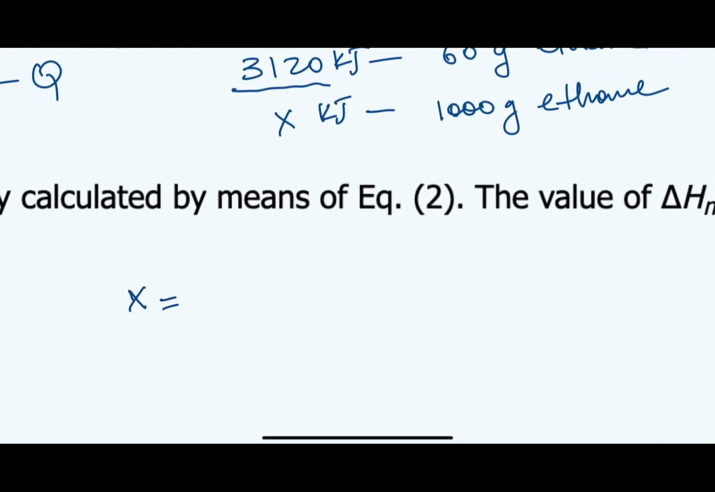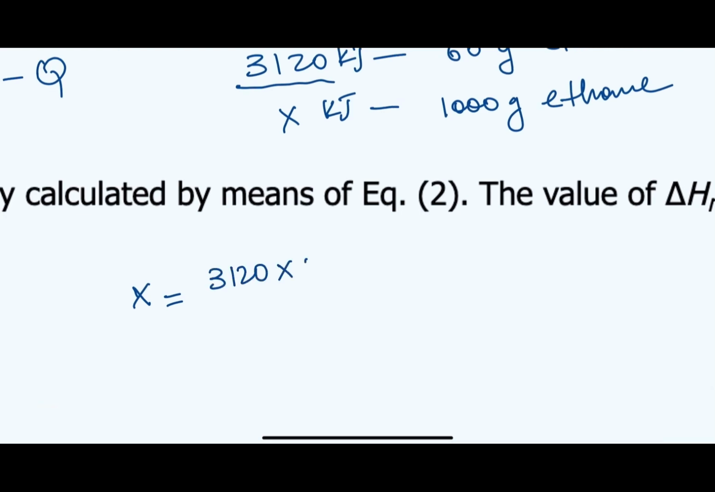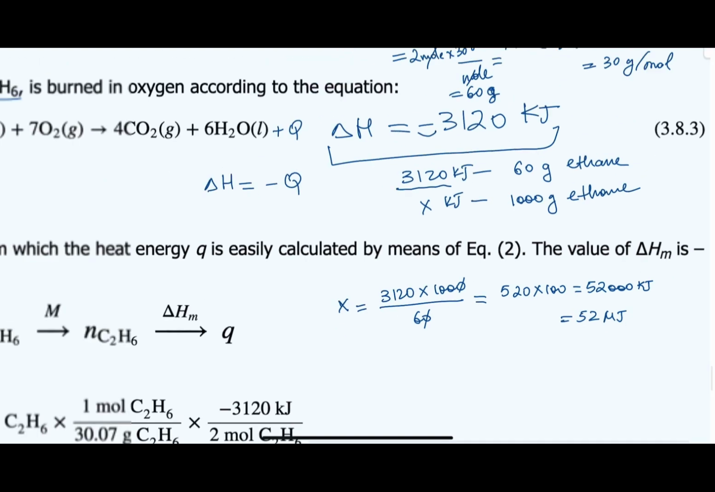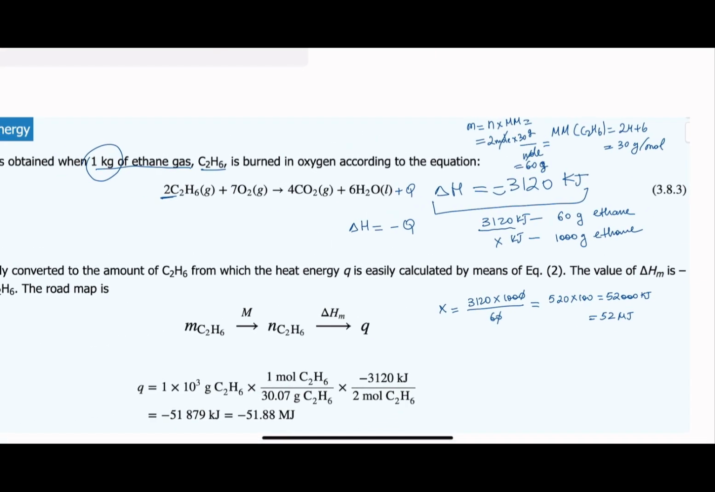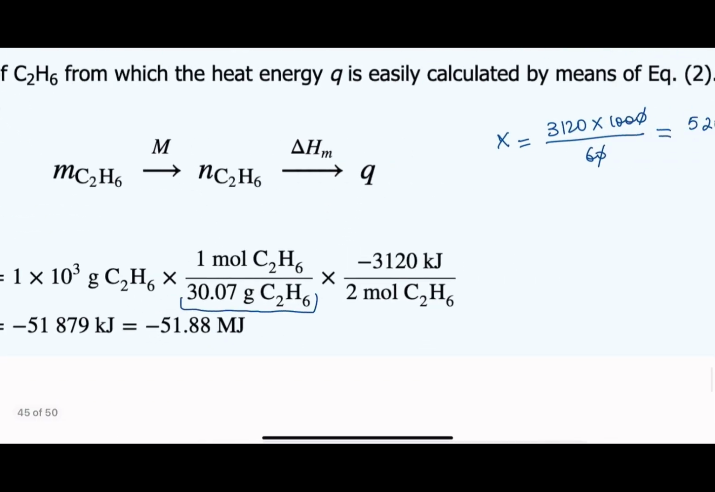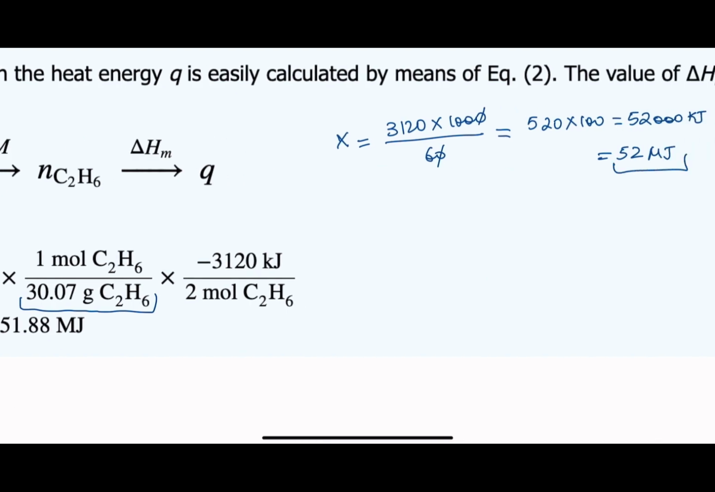Now you can find the answer. X is going to be 3120 multiplied by 1000 divided by 60, and this is going to be 52 multiplied by 1000, which is 52,000 kilojoule, and this is 52 megajoule, basically. So when you round it up, they found it exactly, but you can give us 52 megajoules, it's still fine.